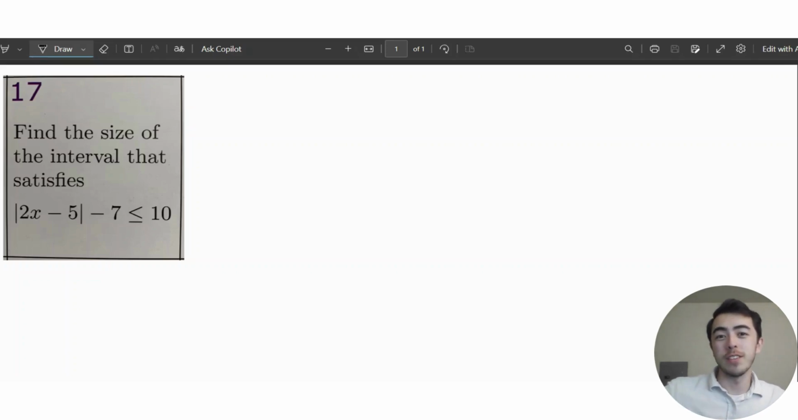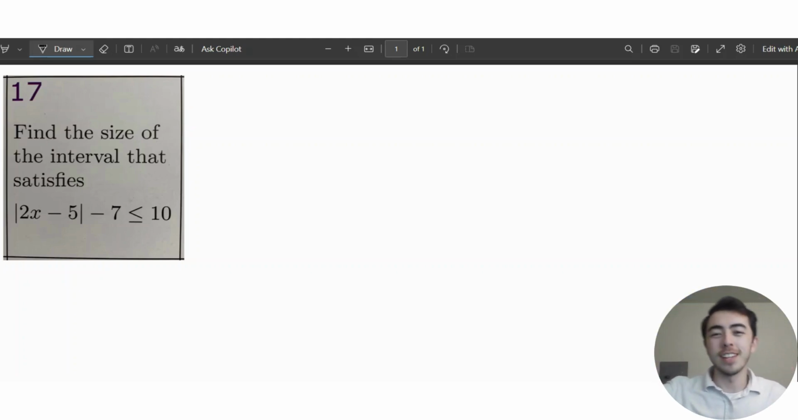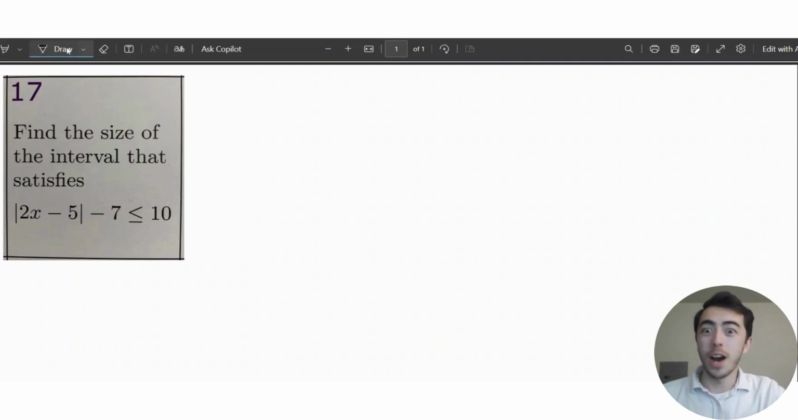Today is January 17th, and we're solving the 17th problem from this Daily Epsilon calendar. All right, let's try it out. As always, the answer is right up here in the corner, but it's up to us to figure out why 17 makes sense. Find the size of the interval that satisfies this inequality.